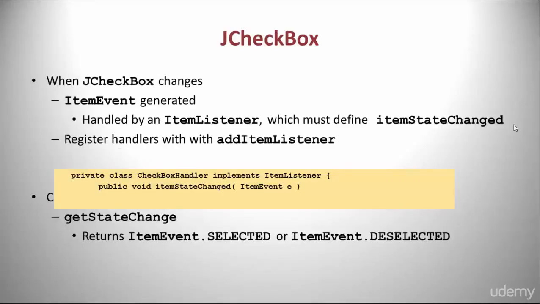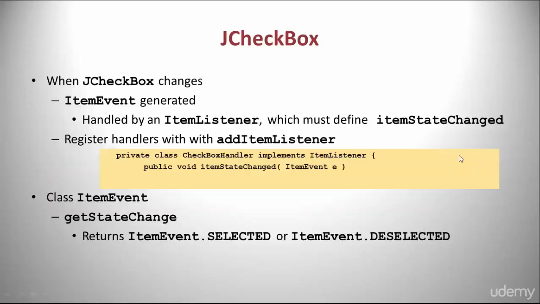When it comes to the JCheckBox, when a JCheckBox changes, the ItemEvent is generated, handled by an ItemListener, which must be defined, itemStateChanged. We register handlers with addItemListener. We have the class ItemEvent getStateChange. This returns ItemEvent.SELECTED or ItemEvent.DESELECTED.